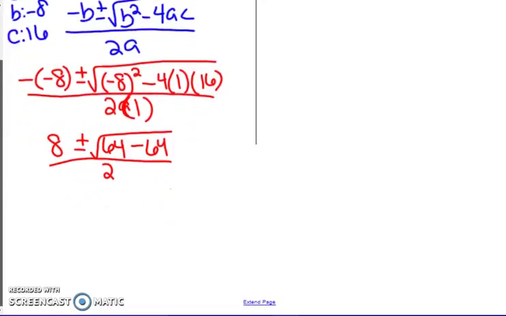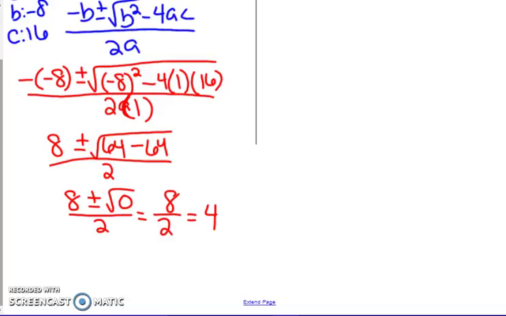From here, I have 8 plus or minus the square root of 0 over 2. Now, in this case, the square root of 0 is just 0, so it becomes 8 plus or minus 0. It doesn't change our problem, so it's just 8 over 2, which equals 4. So our solution to that quadratic equation is 4. Make sure your answer is in those curly brackets. If it's in parentheses, it's wrong. That's symbolizing a point, not a solution.